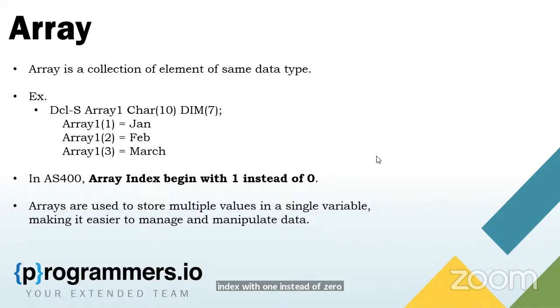Then what is the use of array? We use an array to store multiple values in a single variable so that you don't need to create multiple variables for every value. I have just created one variable array1, which is of character 10, and I can store multiple values in it. I just need to use the index value, so that it makes it easier to manage and manipulate the data.